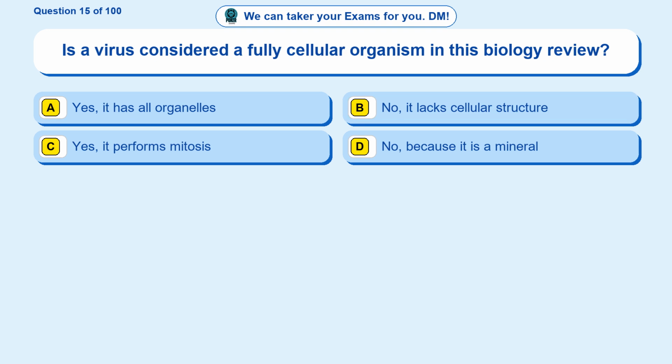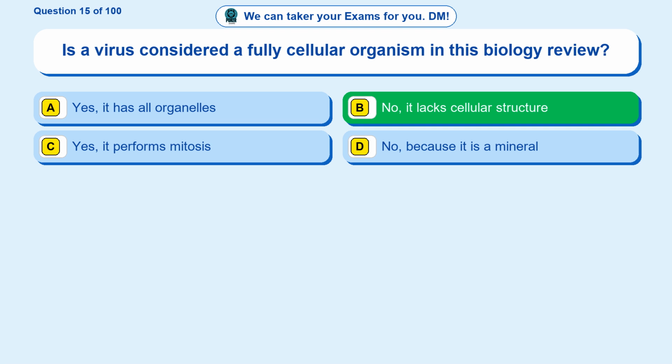Question 15. Is a virus considered a fully cellular organism in this biology review? Option A. Yes, it has all organelles. Option B. No, it lacks cellular structure. Option C. Yes, it performs mitosis. Option D. No, because it is a mineral.